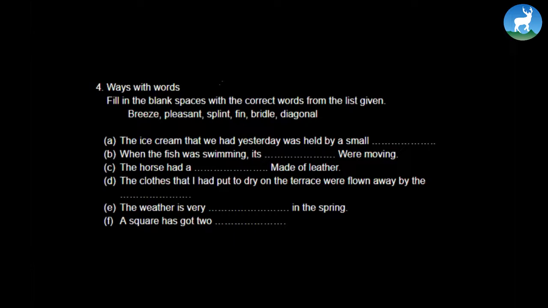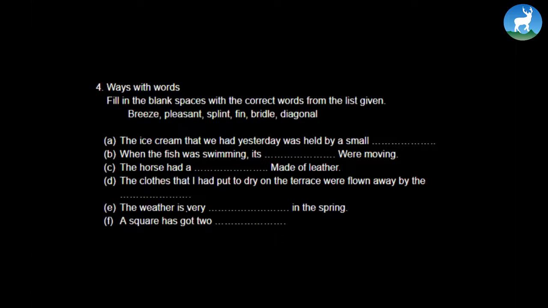Let's start with fill in the blanks. Fill in the blank spaces with the correct words from the list given. Here are the words given: 1, 2, 3, 4, 5, and 6. And here are 6 statements, so one word for each. I'm going to help you with 2 of these words, and the rest I'm sure you can do in the classroom right now.